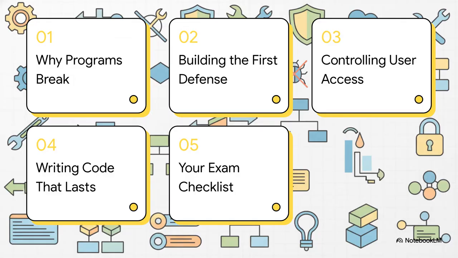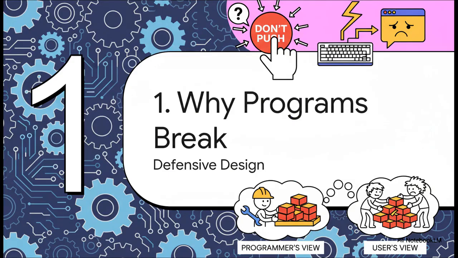So how do we stop this from happening? Well, we're going to build what I like to call code armor. First, we'll figure out why programs break in the first place. Then we'll build our first line of defense. After that, we'll look at controlling who can even use the program, learn the secrets to writing code that's easy to fix later, and finally, we'll wrap it all up with a quick exam checklist to make sure it all sticks. Okay, Section 1. Why do programs break?